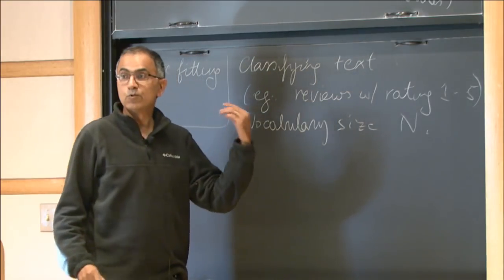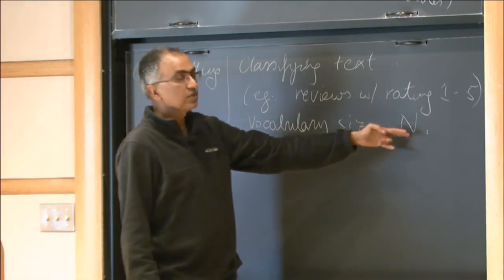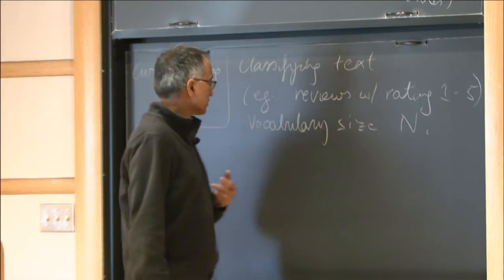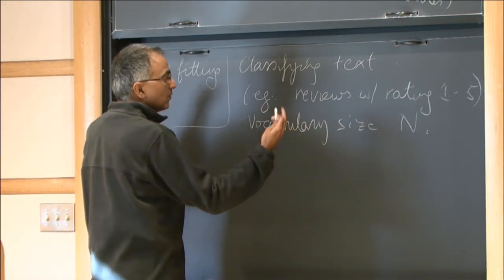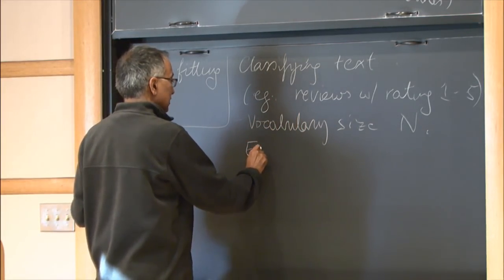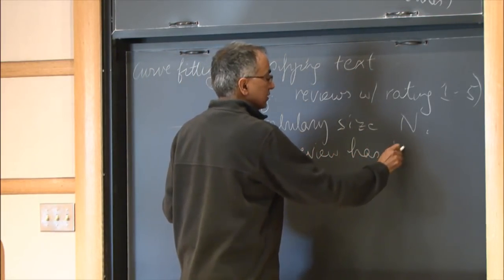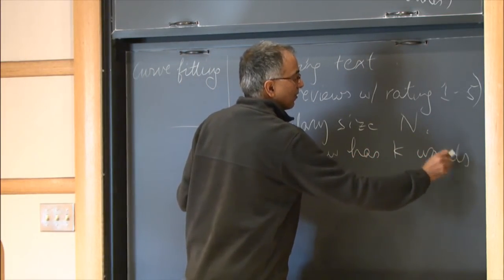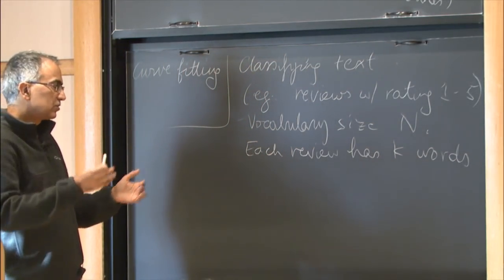Capital N, that's the number of words in the English dictionary. Now reviews are sequences of such words. Assume each review has, say, k words. Not all reviews may have the same number of words, but then you can always fill out some zeros or something.